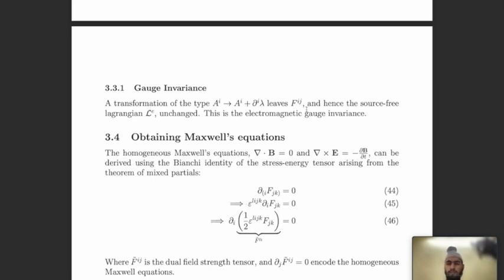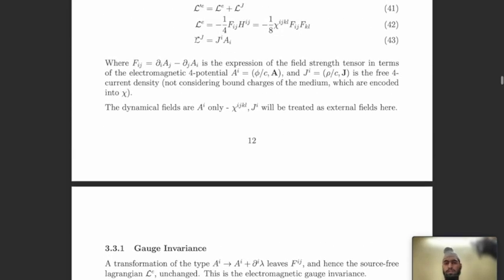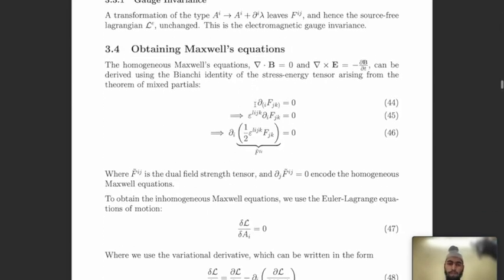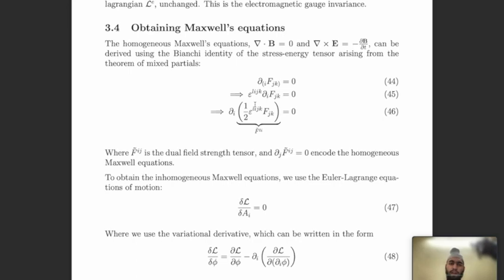Also, it is worth noting that when you do a gauge transform on the four potentials, adding a four divergence term of some scalar spacetime field, then our field strength tensor and our source-free Lagrangian are unchanged, but the sourced Lagrangian is not unchanged. We can obtain Maxwell's equations from this Lagrangian, two of them.